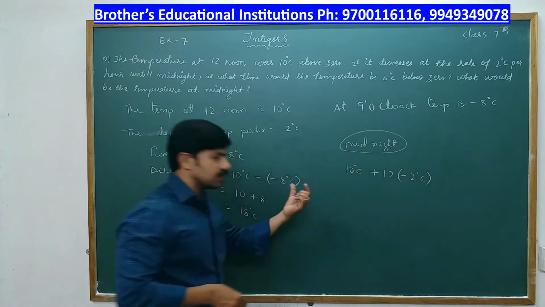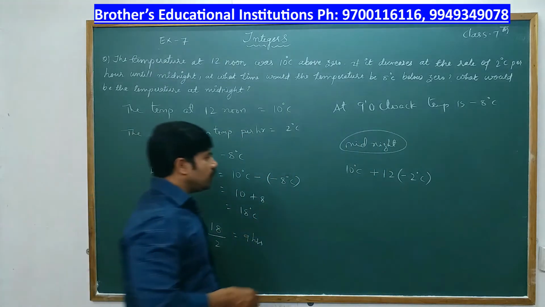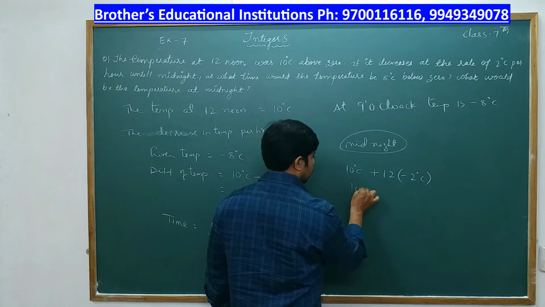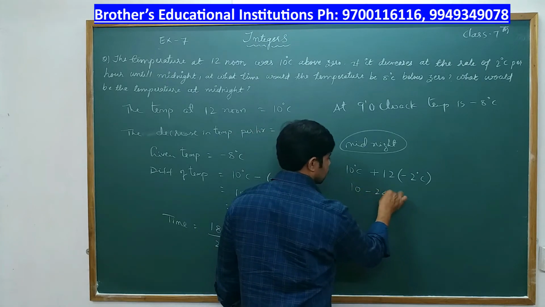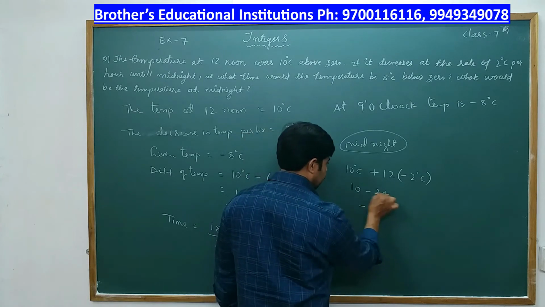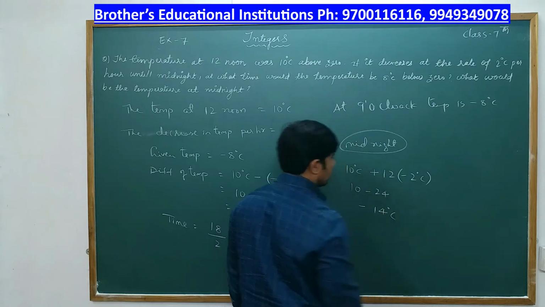As it decreases, we need to put a minus sign now. So we get 10 minus 24, right? So what is 10 minus 24? It is minus 14 degrees Celsius.